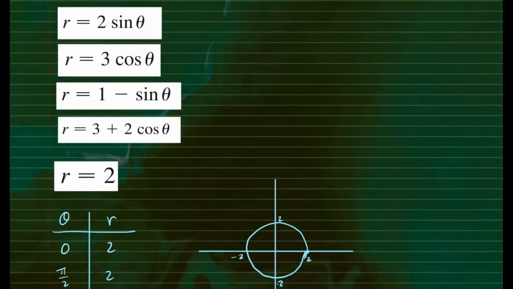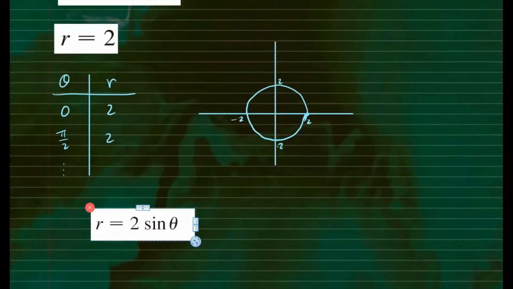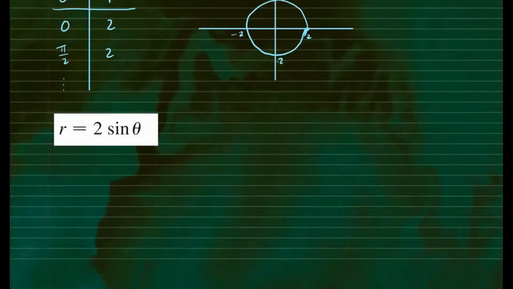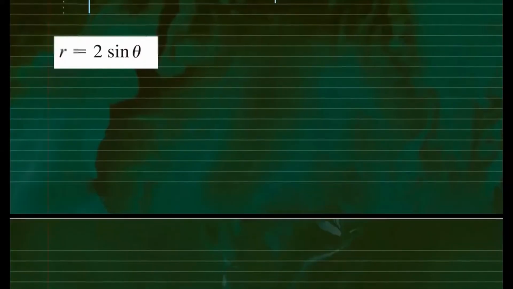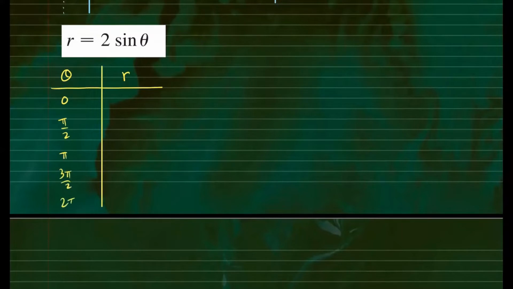The next one we're going to draw is r equals 2 sine theta. So for this one, we are probably not familiar with how the shape would look. So we're going to come up with a table of values and then draw it. So here's our selection for theta. We'll pick the standard ones: 0, pi over 2, pi, 3 pi over 2, and 2 pi.